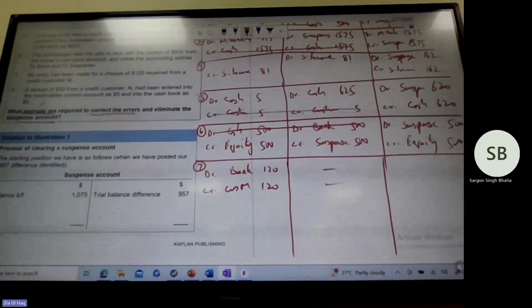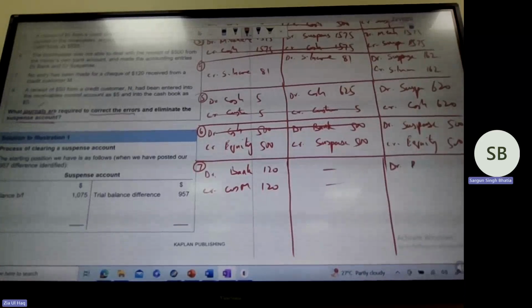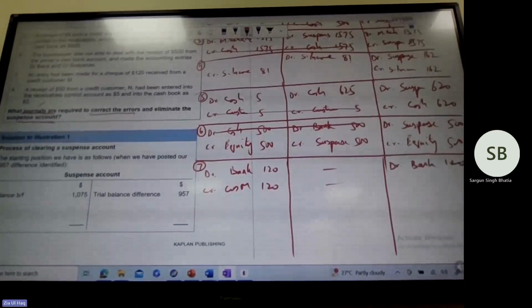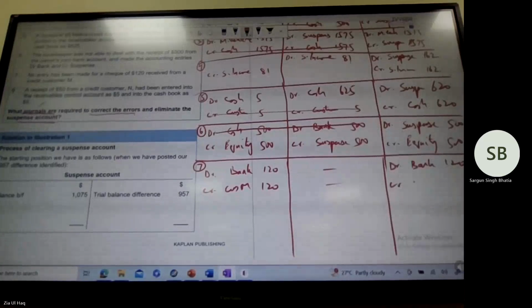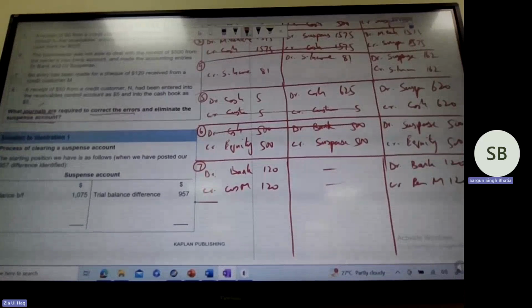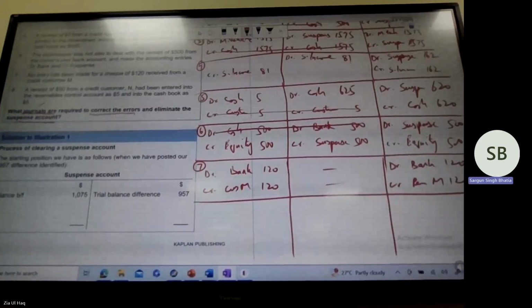There is no entry, so we need to record this entry to rectify it. We will debit bank with 120 and credit receivable or customer M with 120. So there is no suspense account. And number 8.